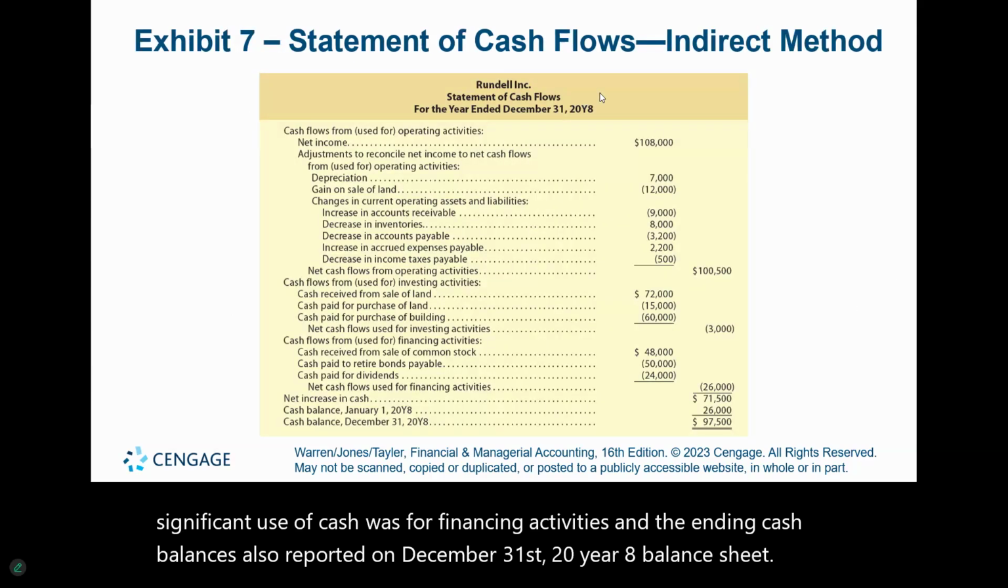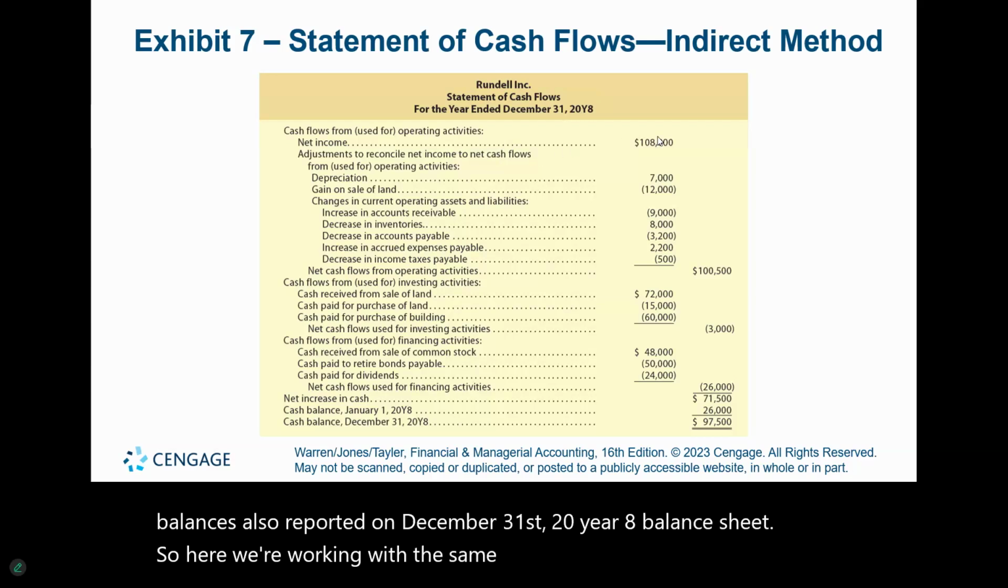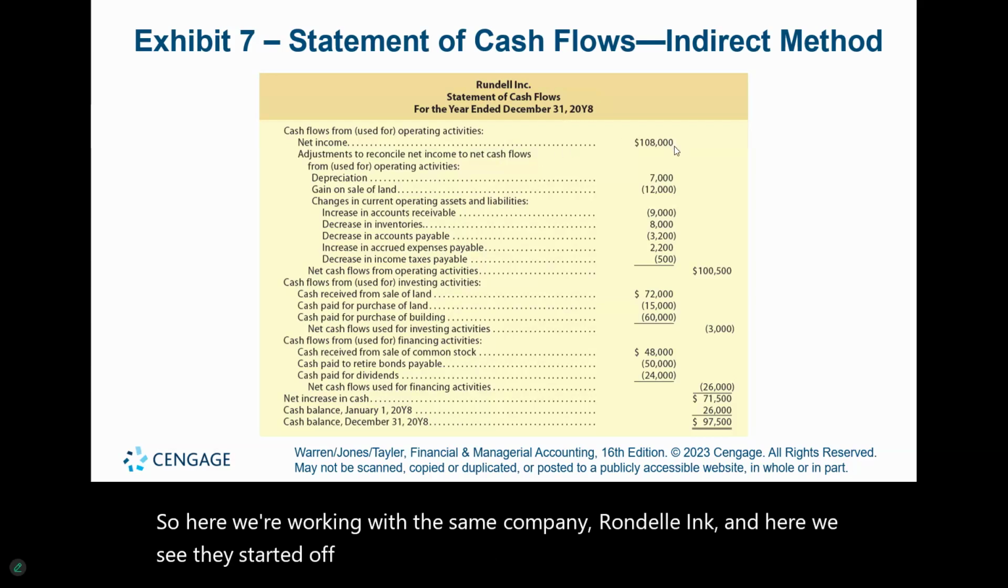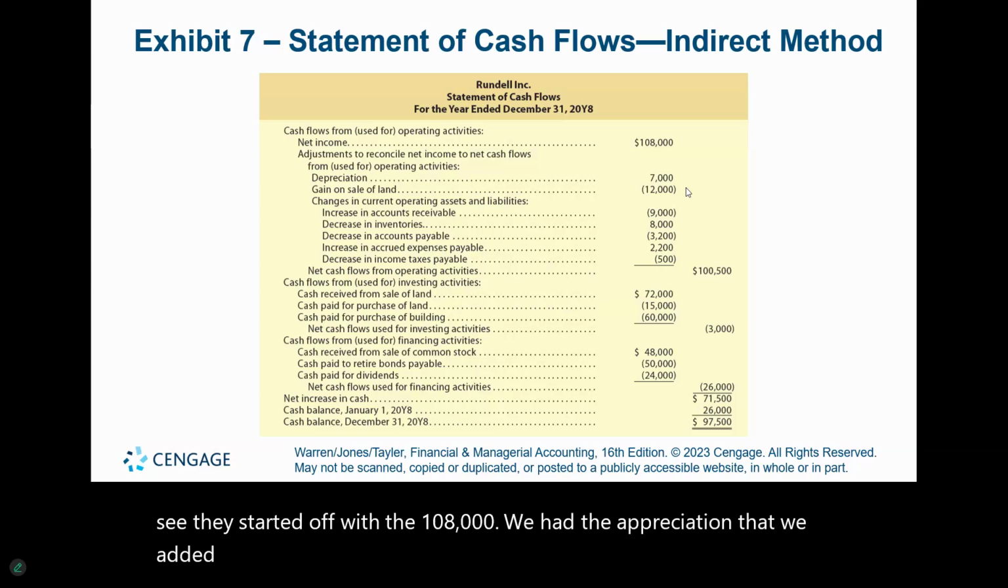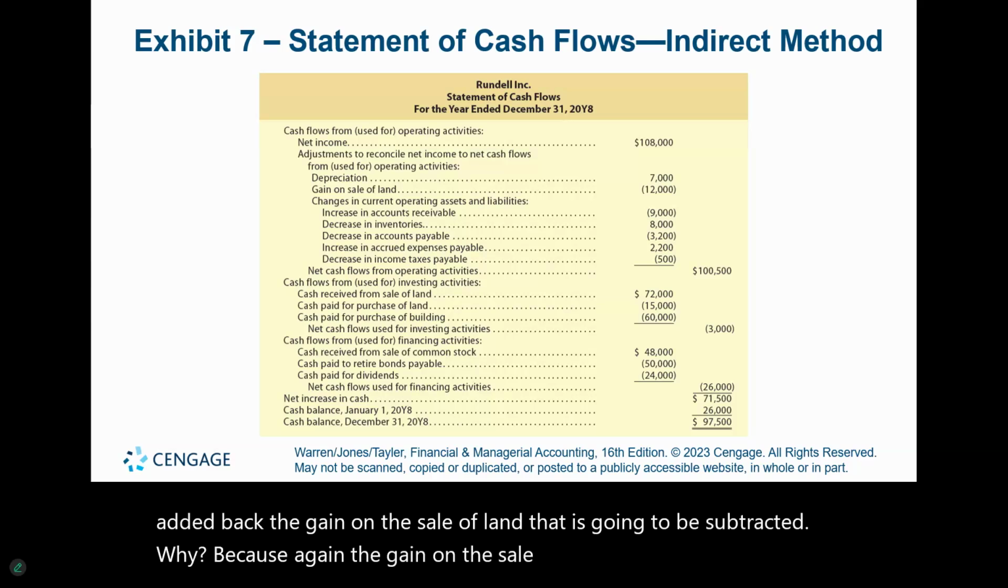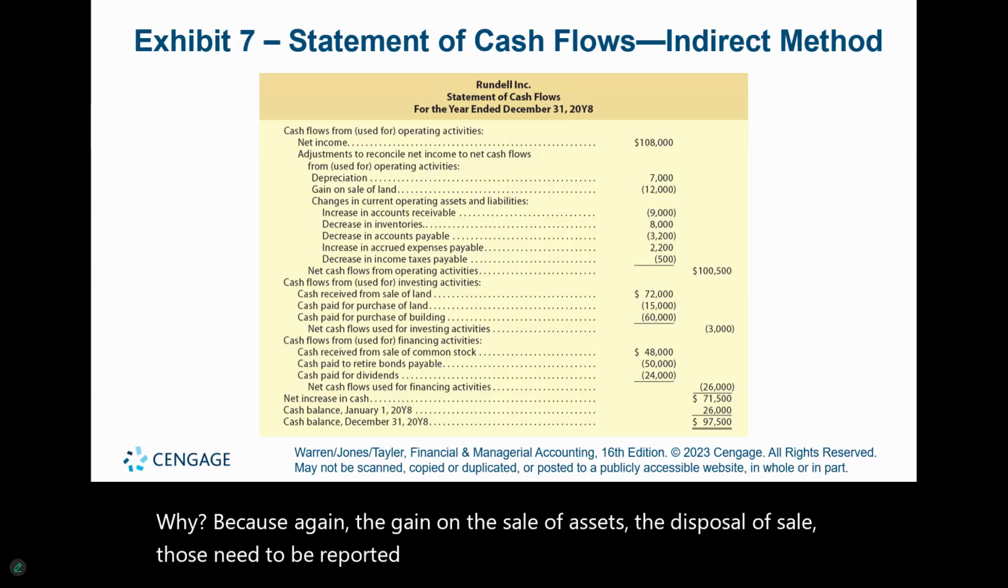So here we're working with the same company, Rundell Inc. And here we see they started off with the $108,000. We had depreciation that we added back, the gain on the sale of land that is going to be subtracted. Why? Because again, the gain on the sale of assets, the disposal of sale, those need to be reported in the investing section. So here we see there's an increase in accounts receivable.